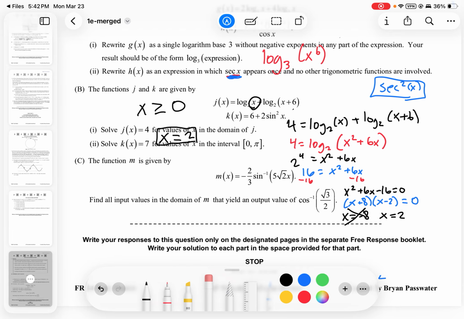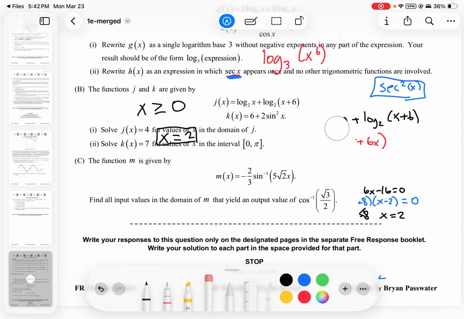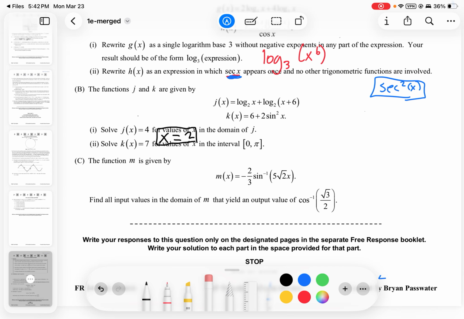All right, I'm going to erase all of that and clear up some space. Next one, we have k of x equals 7 for all values of x over the interval 0 to pi. So from 0 to pi, I'm only looking at the top part of the unit circle. That's important. So, okay, let's substitute in a 7.